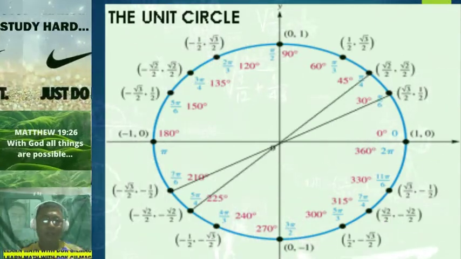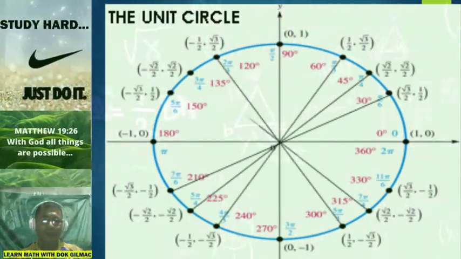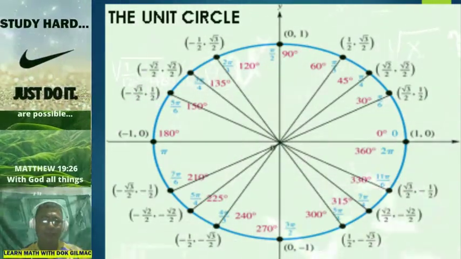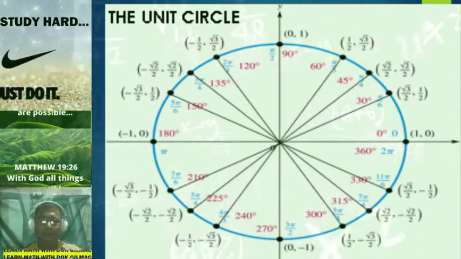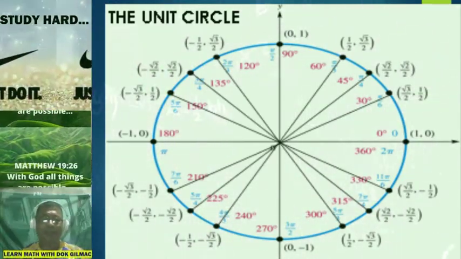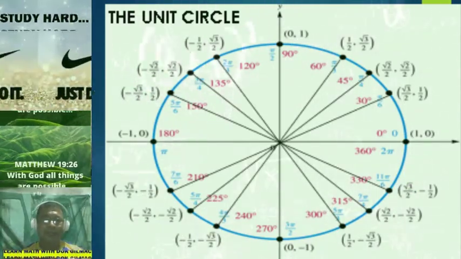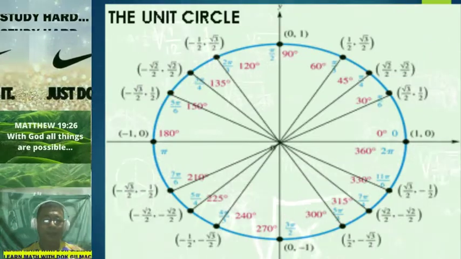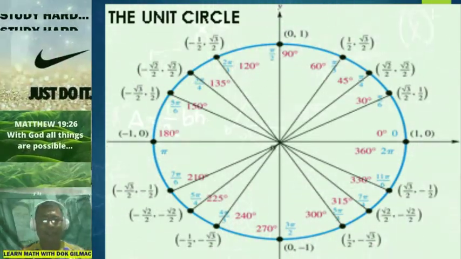So from 30 degrees, 45, 60, 120, 135, 150, 210, 225, 240, 300, 315, 330. These are all special angles, wherein the reference angle is only 30 degrees, 45 degrees, and 60 degrees.